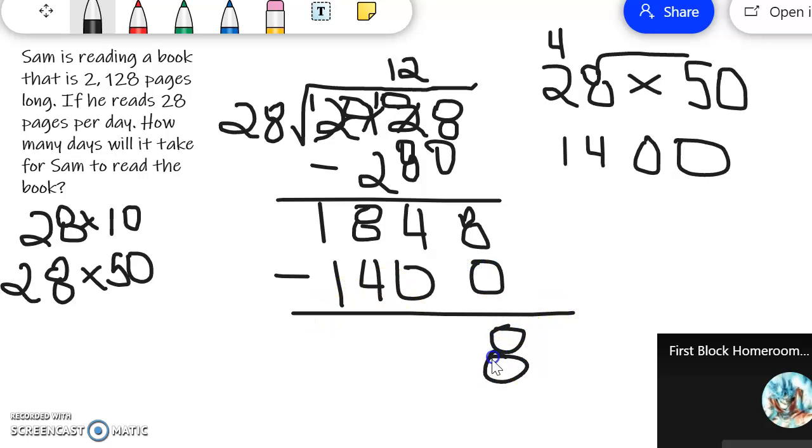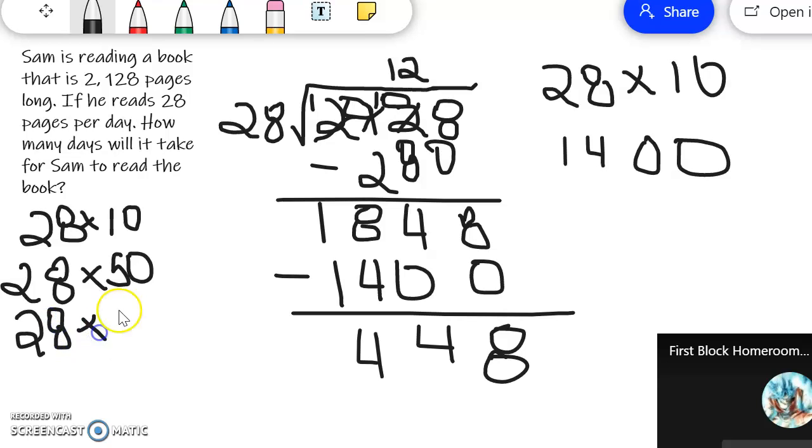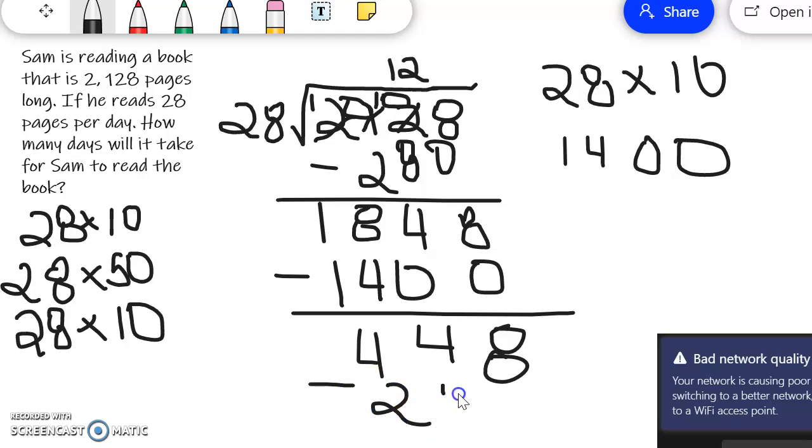So 8, 4, and, oh, I'm getting smaller, right? So, didn't I already do 28 times 10 and get 280? So can I do that again? Times 10. I'm going to come over here and write it again. 28 times 10. And I'm doing this for a reason, guys. So I'm going to subtract the 280, right?